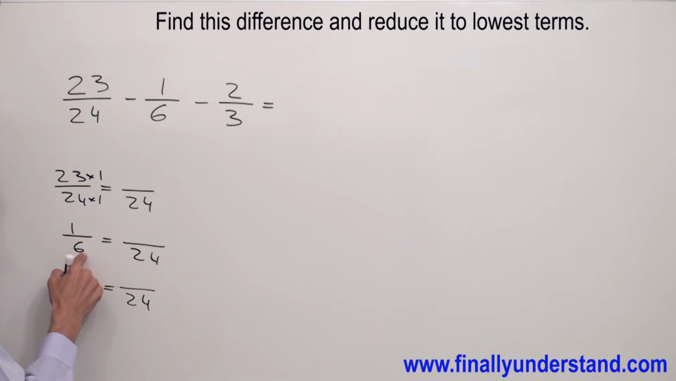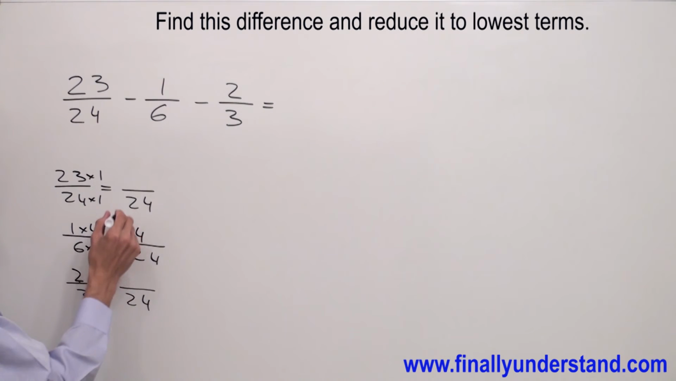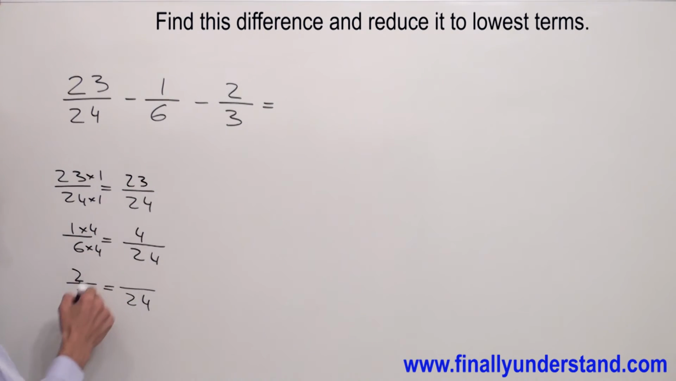By what number I have to multiply 6 to get 24? I have to multiply by 4. Whatever I did in the denominator, I have to do also in the numerator, times 4. Okay, this is 4. By what number I have to multiply 3 to get 24? I have to multiply by 8. Whatever I did in the denominator, I have to do also in the numerator, so I have times 8. 2 times 8 is equal 16.